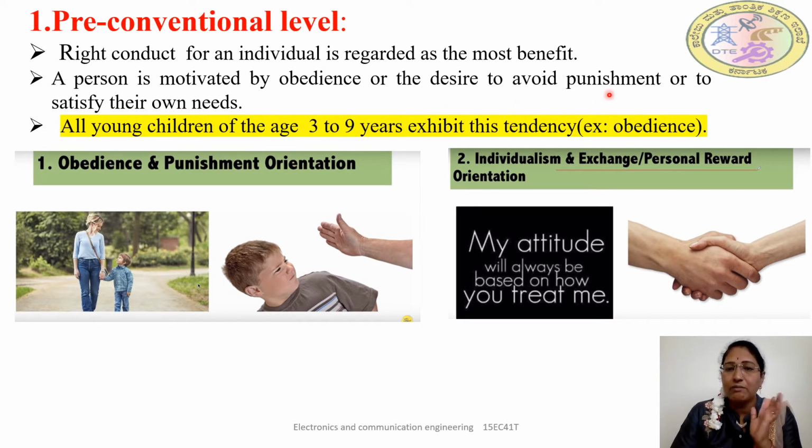So punishment should not happen, and if I want something I should get it. So I should be good with the parents, I should be good with the teachers, because I want some needs from them, so I should follow the rules and regulations. Small children usually follow an obedient nature. So this level is called the pre-conventional level.